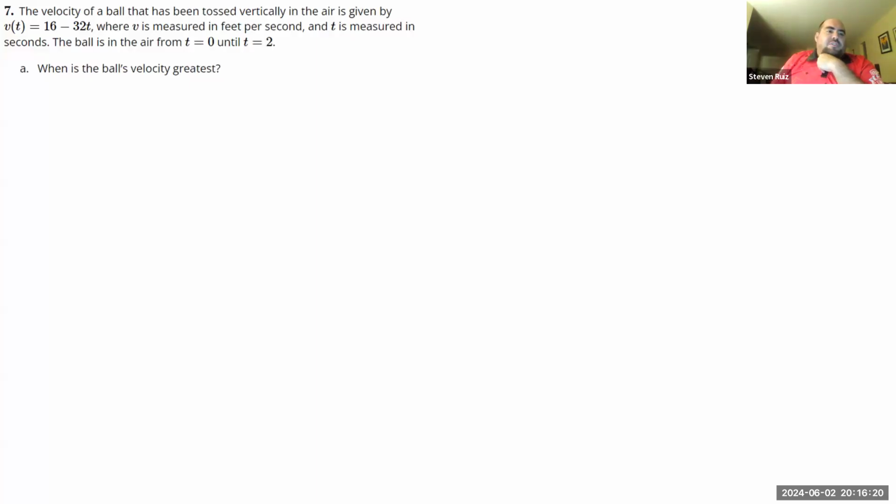All right, so let's look at question 7 from section 1.5. We're given a function for the velocity of a ball that's been tossed vertically. So v of t equals 16 minus 32t, where v is measured in feet per second and t is measured in seconds. We're also told a domain for the function. The ball is only in the air for 2 seconds, so from time equals 0 to time equals 2.